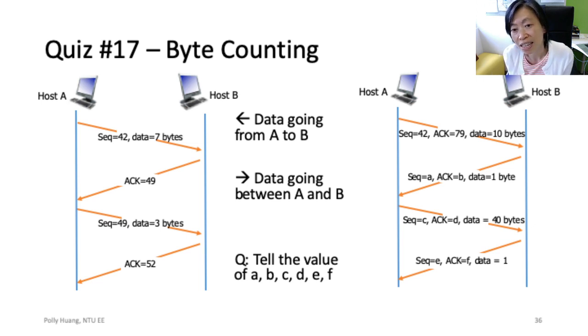So quiz 17 is asking you to tell the values of A, B, C, D, E, F, the ACK numbers and the sequence numbers in the second, third, and fourth packet in the scenario on the right. This should be relatively easy. It's just allowing you to exercise TCP being bidirectional and how we count the data by bytes, no longer by packets. You have 3 minutes to work on this. Let's go ahead and start. Actually, Polly doesn't know the answer for A through F yet, so I'll be working on it in the meantime.